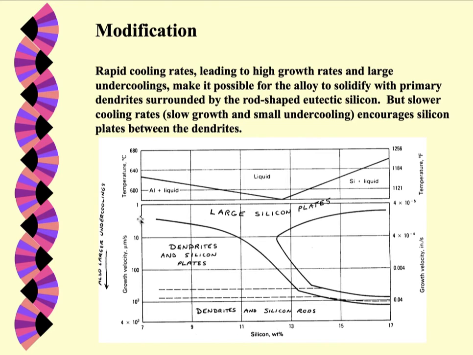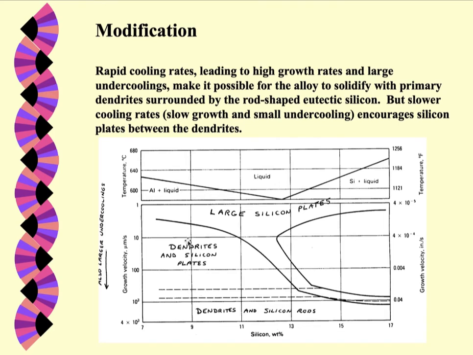Yeah. As I go to the bottom of this graph, I'm cooling faster, okay? And what happens is you get finer and finer microstructures. It says dendrites and silicon rods. Dendrites and silicon plates, large silicon plates. So we just saw on the microstructure two slides ago that if we cool really slowly, like in sand casting, we're going to get these large silicon plates.